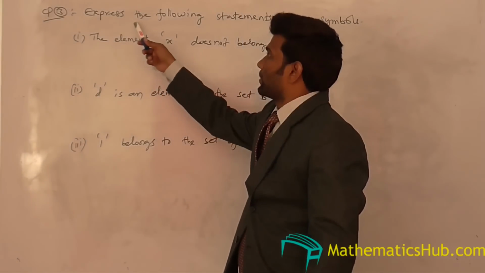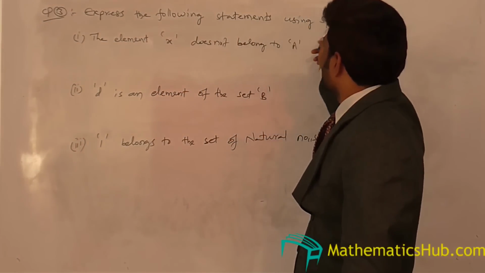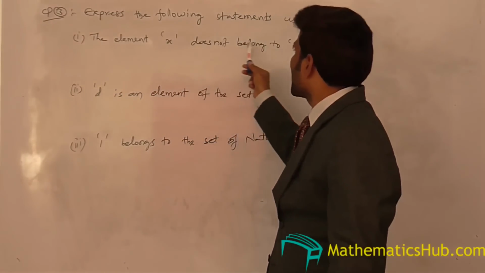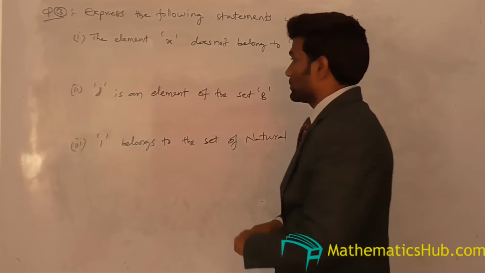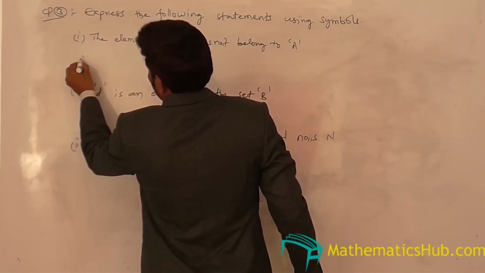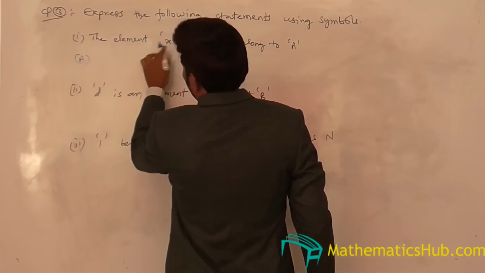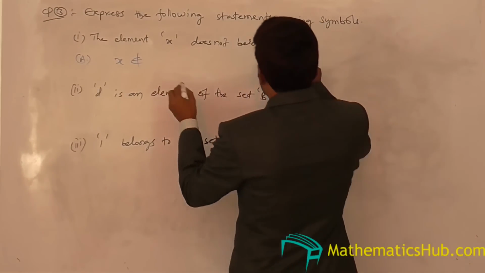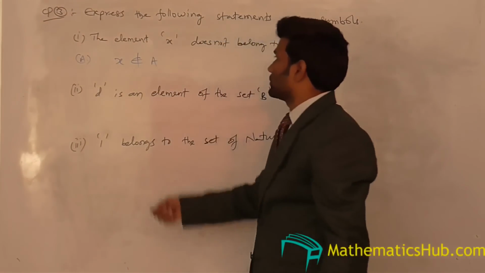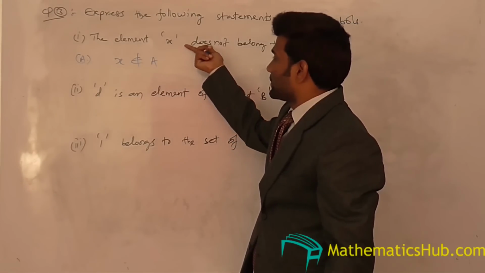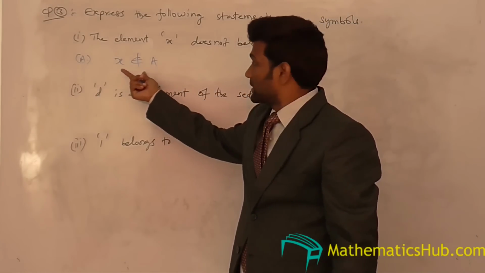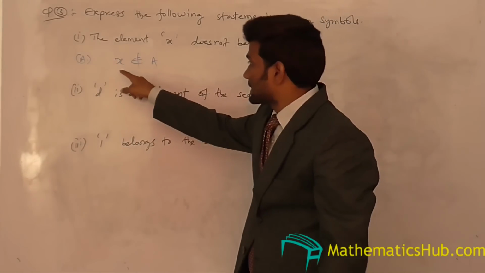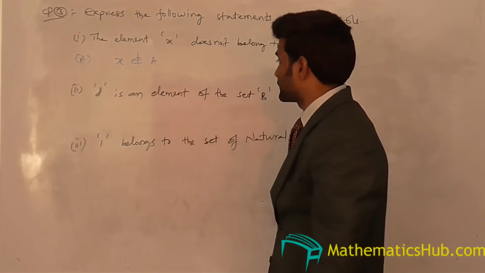Here we will see another problem. Express the following statements using symbols. The first one is: the element x does not belong to A. So for this statement, its symbolic form we can write like this: x does not belong to set A.